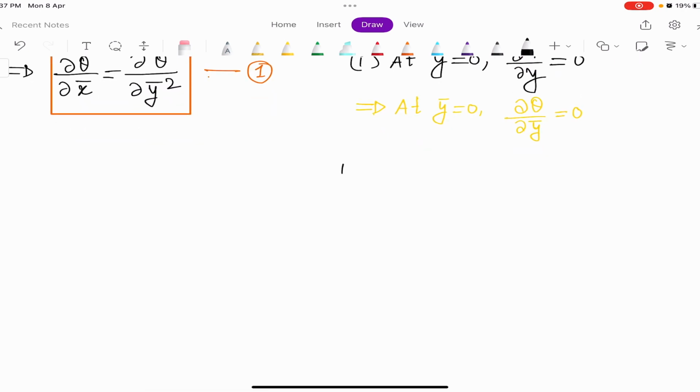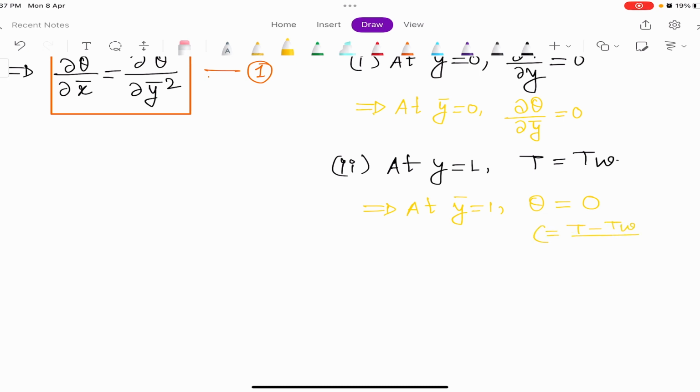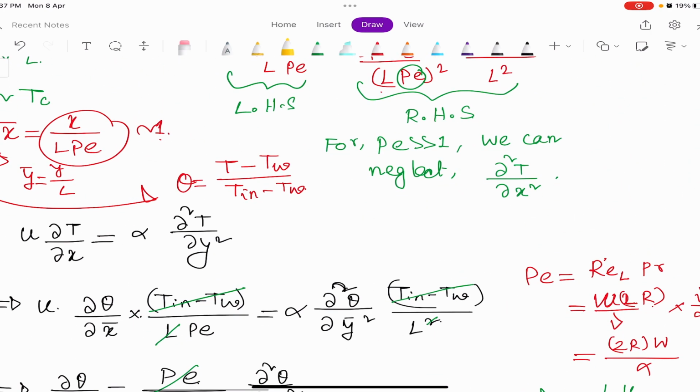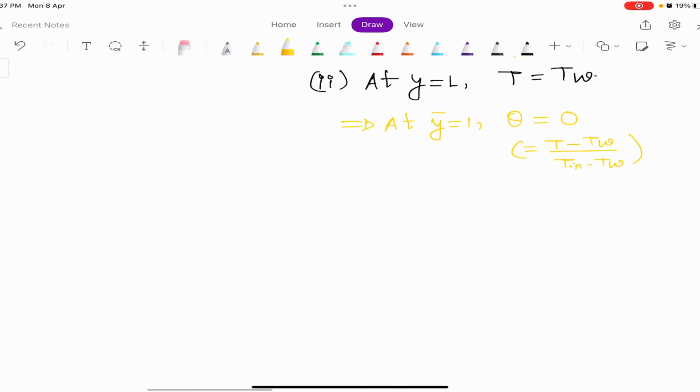Okay, then what else am I having? At y equal to L, flux is not mentioned, the temperature is mentioned. This is equal to T wall. That means in terms of the non-dimensionalized variable, at y bar equal to 1, my theta is equal to 0, because theta is equal to T minus T wall by T in minus T wall, correct? Yes, right. This was the definition of theta.